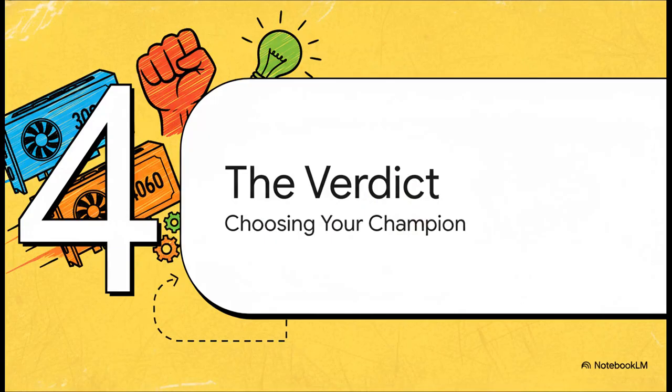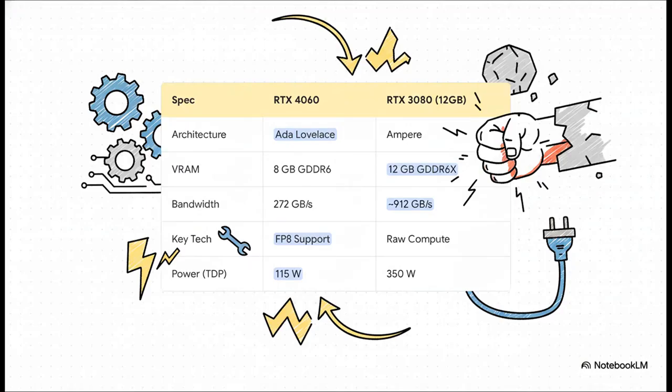So, the bell rings, and who's left standing? Well, the truth is, there's no one winner. It really depends entirely on you and the kind of fight you're getting into. Okay, let's look at the final tale of the tape. This table really sums up the whole story, doesn't it? The 4060 is the clear winner on modern architecture, cool new tech like FP8, and just incredible power efficiency. But man, the 3080 just runs away with the raw power stats, the VRAM, and that massive memory bandwidth.